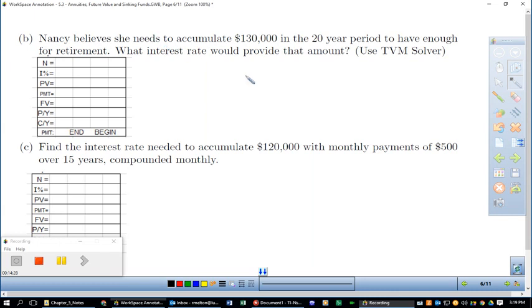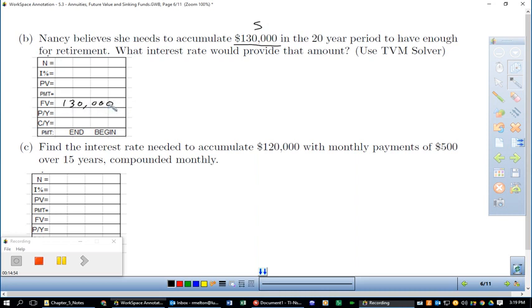Part B on example 5. Nancy believes she needs to accumulate $130,000 in the 20-year period to have enough for retirement. What interest rate would provide that amount? Now, I would not ask you to do this part by hand. You wouldn't be able to do it. So we're definitely going to use our TVM. We want to accumulate $130,000. That is going to be our S, our future value. So we can fill that in.